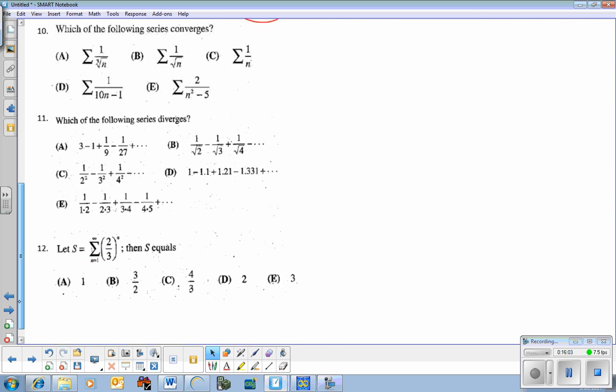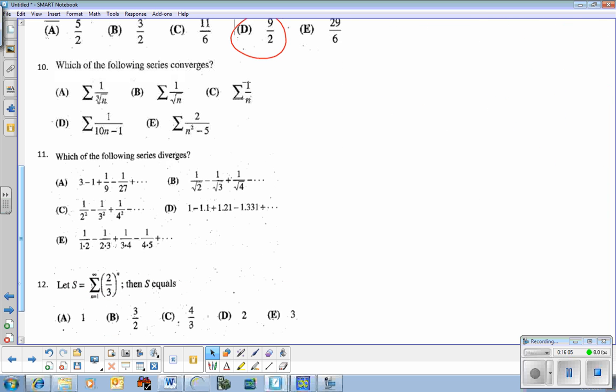Okay, 10, 11, 12. These should go quickly. Which of the following series converges? We have a bunch of basically p series. We have the harmonic that diverges. This is n to the 1, n to the half, n to the third. Those are all out because those are all p series on the wrong side. 1 over 10n minus 1, this essentially behaves like 1 over n. The 10 and the -1 don't mean anything. E is our answer because it's essentially 1 over n squared. And that's a p series with p equals 2, and that's good.